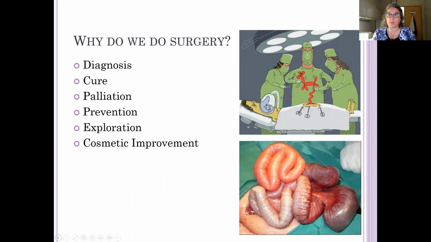There's exploratory surgery. We don't know 100% what's going on, but we've got a very sick person here. So sometimes exploratory surgery will be done. And then there are cosmetic improvements as well. I know that people sometimes think of cosmetic improvements as boob jobs and nose jobs.